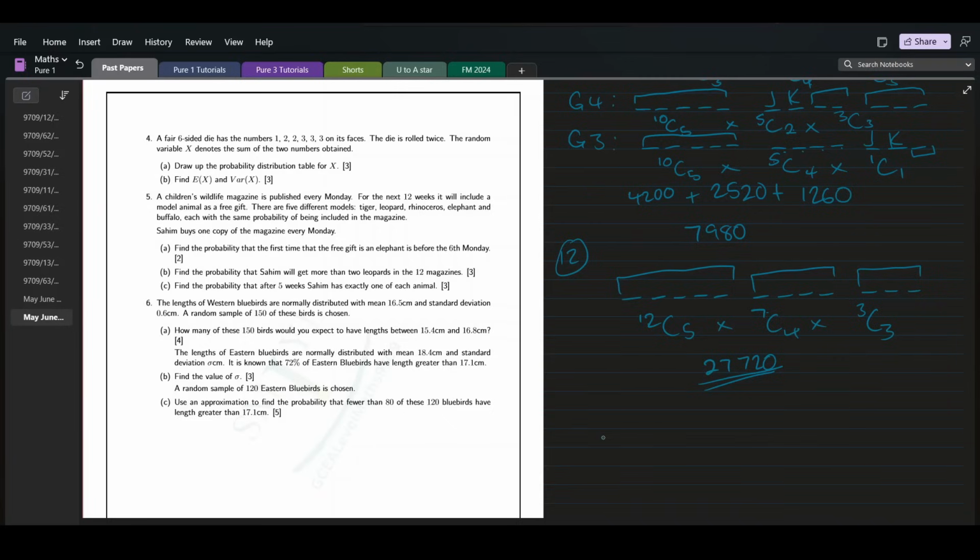So now to get the probability of J and K's being together, we're going to divide this by this number. So that's 7,980 over 27,720. Let's punch that into the calculator and we get 19 over 66. And this would be our final answer.